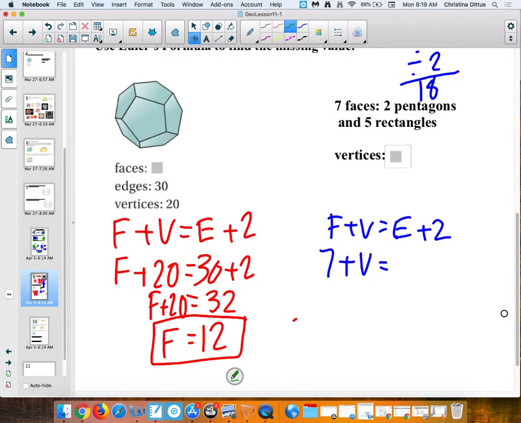Okay? So it says I have 2 pentagons. How many sides is a pentagon? 5. So I got 2 times 5 here, which is 10. And then I have 5 rectangles. How many sides is a rectangle? 5 times 4. So I get what there? 20. Total them up, we get 30. And then we know some of them share, so divide by 2. And how many edges should I have?